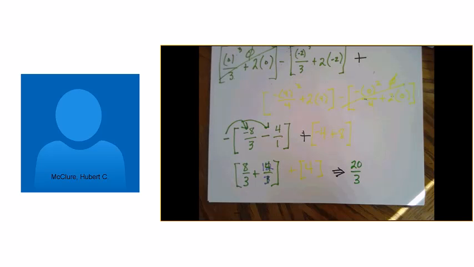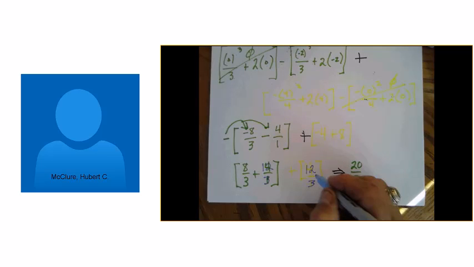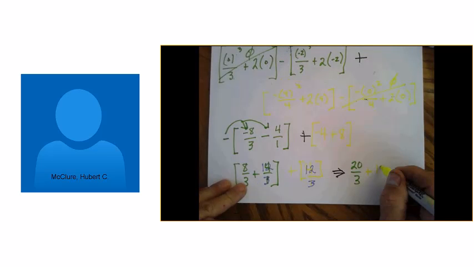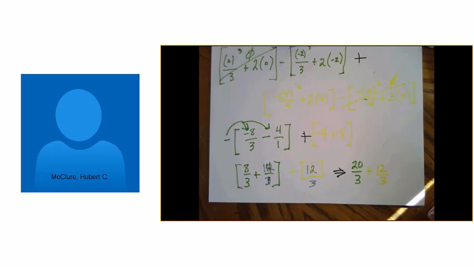Plus, well, that's going to be a 1 right here. So make that a 3. 1 will go into 3, 3 times 4 is 12. So that's going to be plus 12/3. And that's going to give you 32/3.